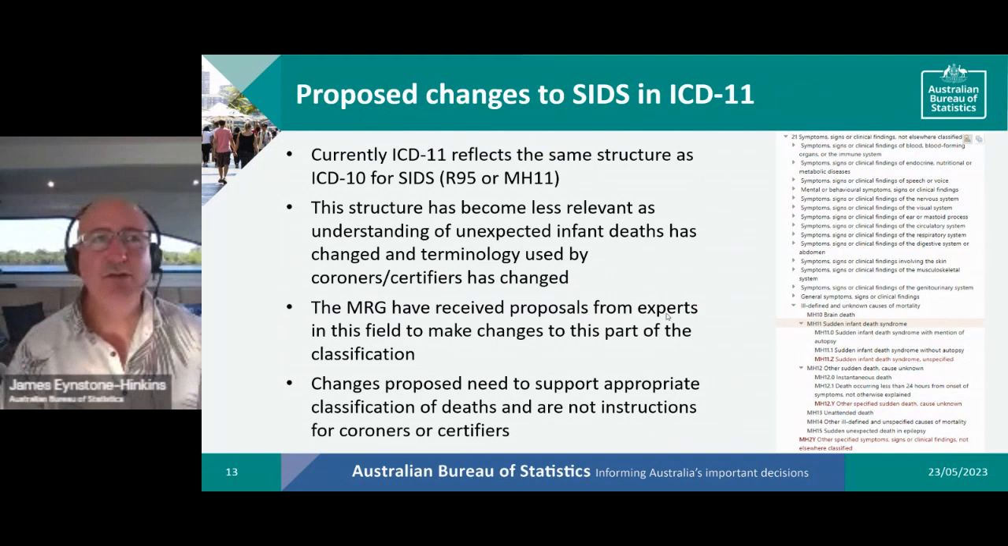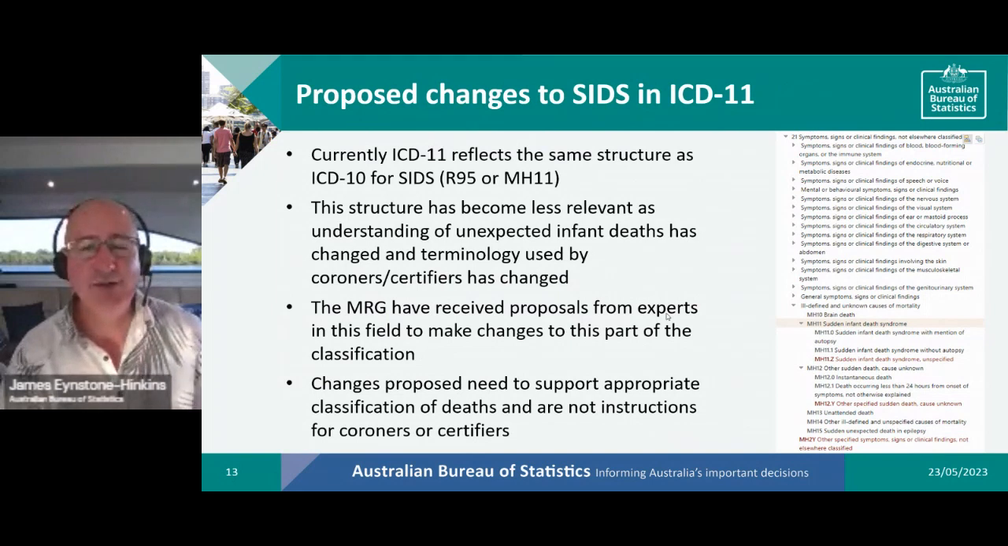But we know that there has been quite a strong push in the way that these deaths are understood and the way that we would like to be capturing information about the investigation. So the MRG have been working on a couple of proposals that have been received that are seeking quite significant change in this space.